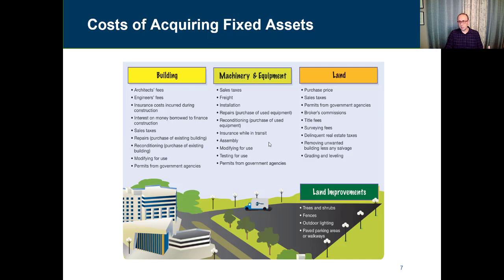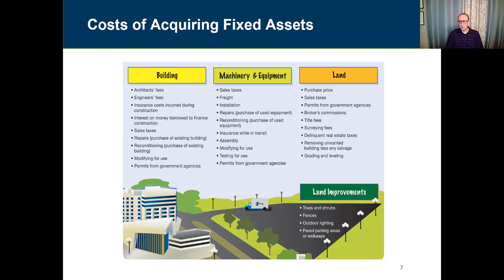So the initial testing of machinery or equipment is considered to be part of the machinery cost. Then we have land, and that also includes the purchase price, the sales tax, permits from government agencies, brokers' commissions, title fees, surveying fees, delinquent real estate taxes, which are real estate taxes that were not paid by the previous owner, removing unwanted building less any salvage.